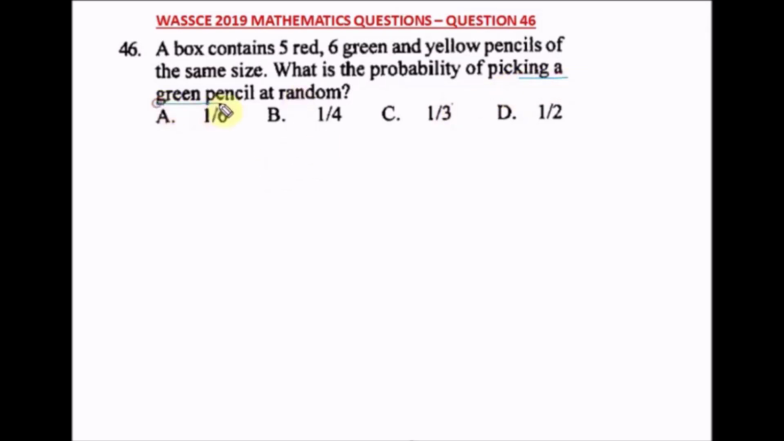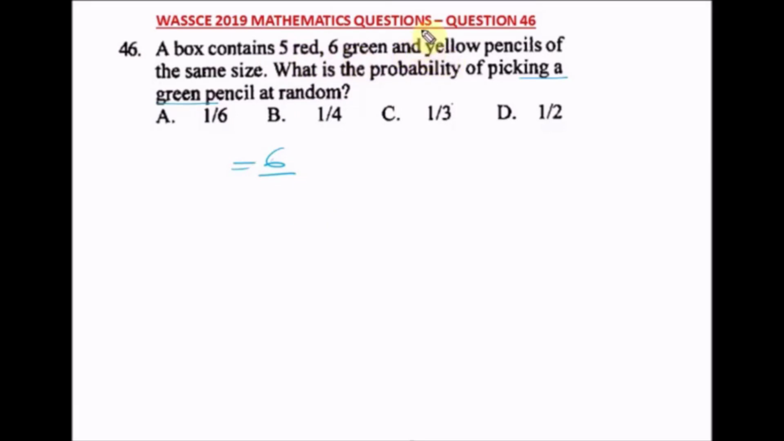Okay, probability of picking a green pencil. All right, and you know the probability is the number of required outcome over the total outcome. How many green pencils do we have? We have 6 green pencils, and that is the required outcome. And what's the total pencils? We have 5 red, we have 6 green.